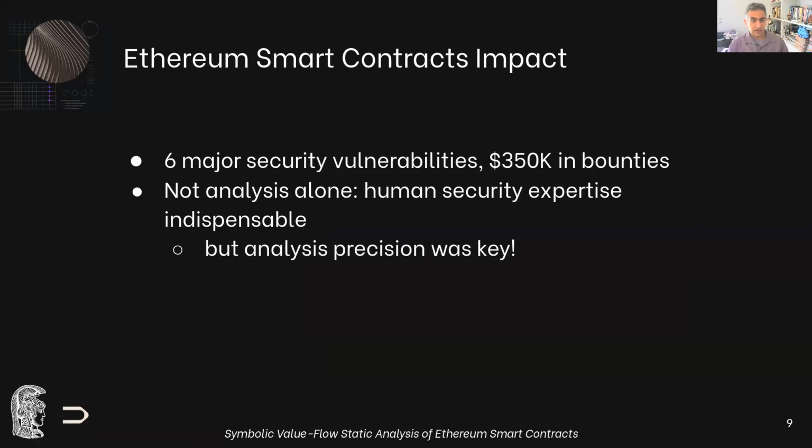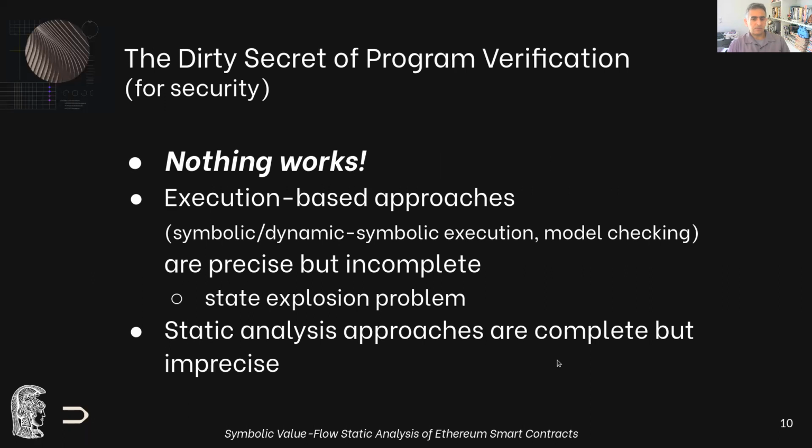Now, I'm not going to claim that analysis alone did this. Human security expertise is pretty valuable for that. So the analysis gives a set of warnings, but a human has to actually inspect those warnings and find which ones are true positives. And I have to warn, there are not going to be too many of them. You're lucky if you get 1 out of 100 vulnerability warnings to be really, really valuable. Now, having said all of those things, analysis precision was really key in finding these vulnerabilities. We have gotten a pretty compact set of warnings, and that's why we've been able to inspect them and actually find true high-value vulnerabilities.